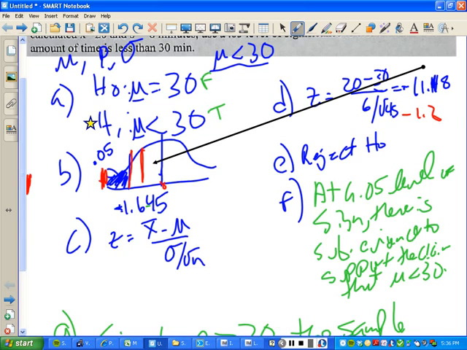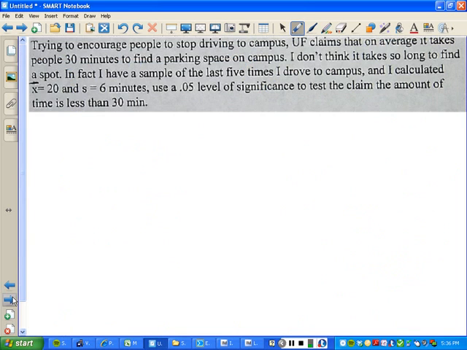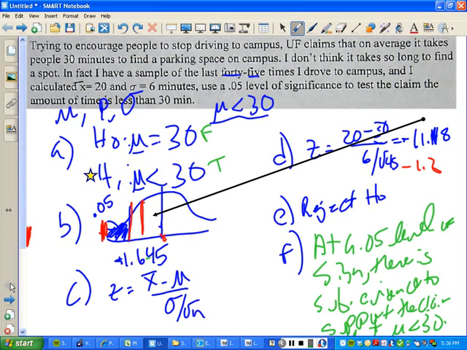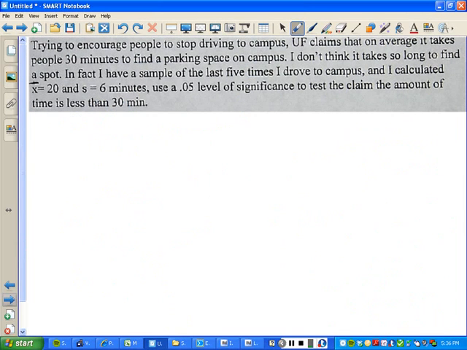All right. Now, how is this one different? Notice in this case, sigma is known. In this case, sigma is unknown. We use S. So, same basic thing. Test the claim that the amount is less than 30 minutes. So, here we go. Part A. HO is that mu equals 30. H1 is that mu is less than 30.